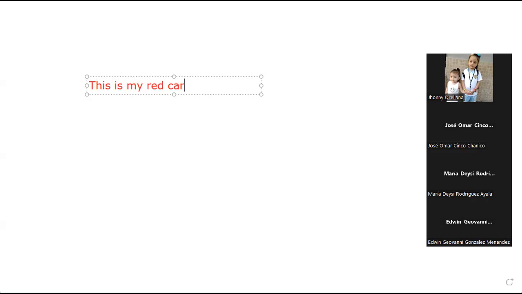This is my red card that I told you about. Que te conté. That I told you about es un complemento. Un complemento. Eso me salió un poco largo. Vamos a hacer uno más basic. Let's see. A complement is like this. I'm going to write another example.